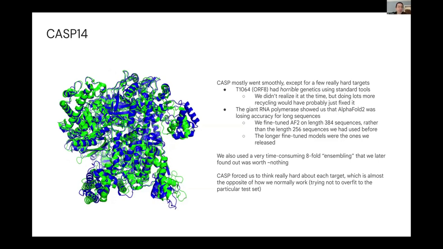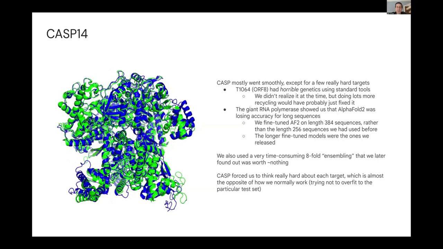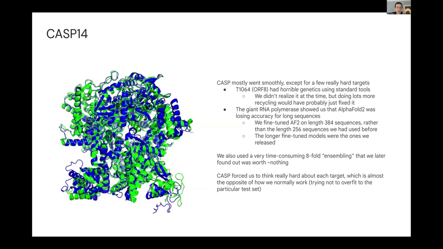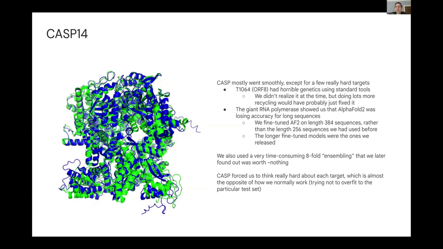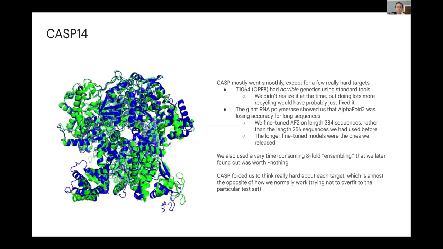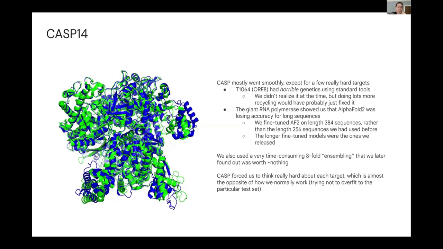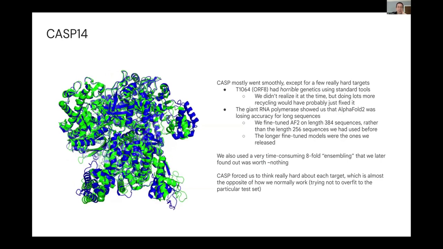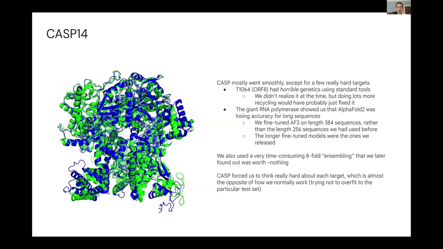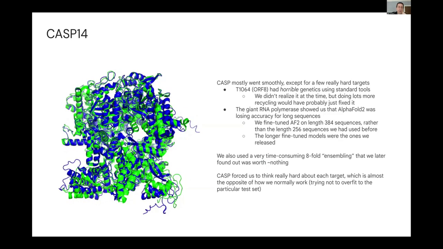And so we retrained AlphaFold, or fine-tuned AlphaFold, at 384, and suddenly this worked really, really well. And we started to understand that AlphaFold2 would go at about 8-ish times the training length before it started to collapse. And so the model we ended up releasing was the 384, and it was a much more useful model, really thanks to this particular target.